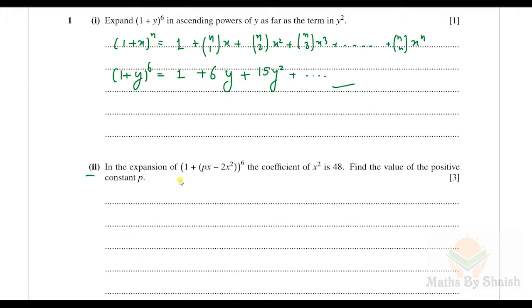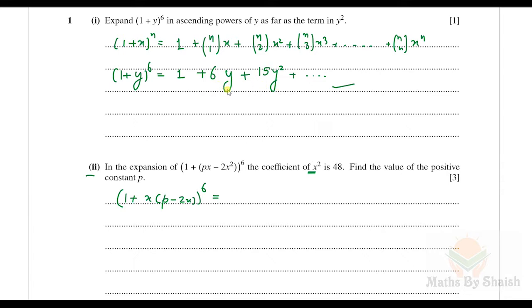In the expansion of (1 plus px minus 2x square) whole to the power 6, the coefficient of x square is 48. So in this case, first of all, we have to decide till what step we need to go. We can rewrite it as 1 plus x common, it is (p minus 2x), and then whole to the power 6. Now we can decide: if we are going to multiply any term by x square, then whatever is there in the bracket matters. If you are multiplying by x cube somewhere, it means that it is going to be more than x square, so we don't require it.